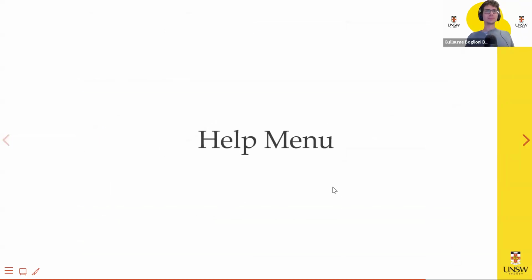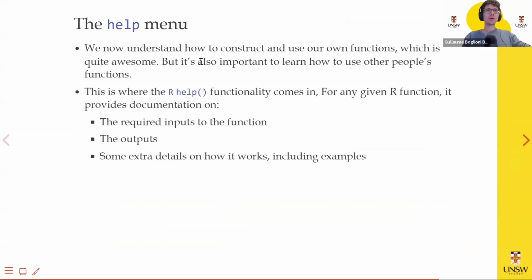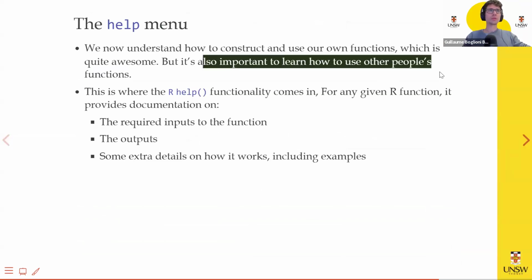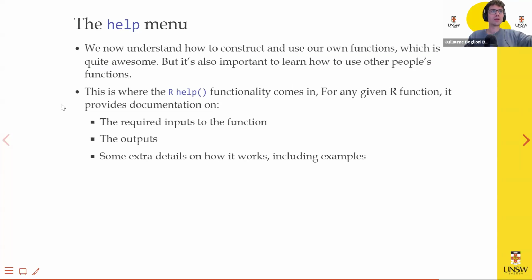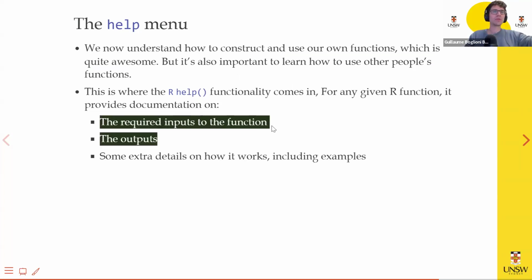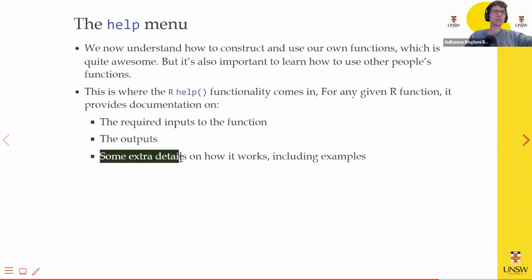Okay, lastly, just a few comments about the help menu. This is the menu you can use to get a description of a function you want to use. It's important to learn how to use other people's functions. By other people's here, we mean the developers of R, I suppose. For any given function, you will get the required inputs of the function, the outputs, and then of course some extra details on how the function works and some examples.